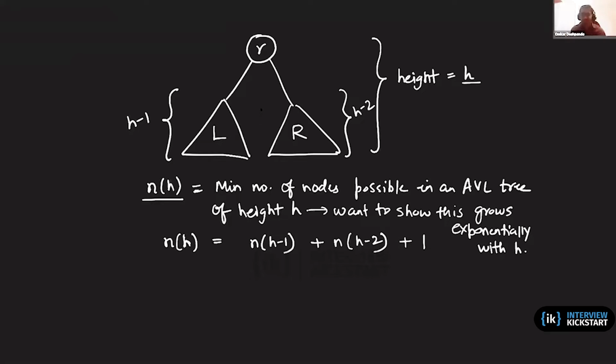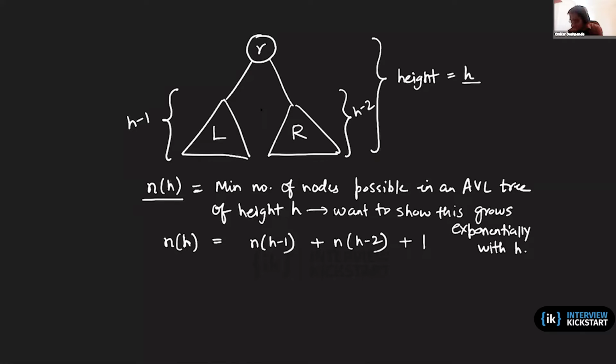Shubham? Hi. Why do you say that the left subtree will have height h minus 1 and the right will have height h minus 2? I'm good with that. But you say that n of h is the minimum number of nodes possible in an AVL tree. So why do you say that the minimum number of nodes in the left subtree will be n of h minus 1? Because you might have a minimum number of nodes which is lesser than that.